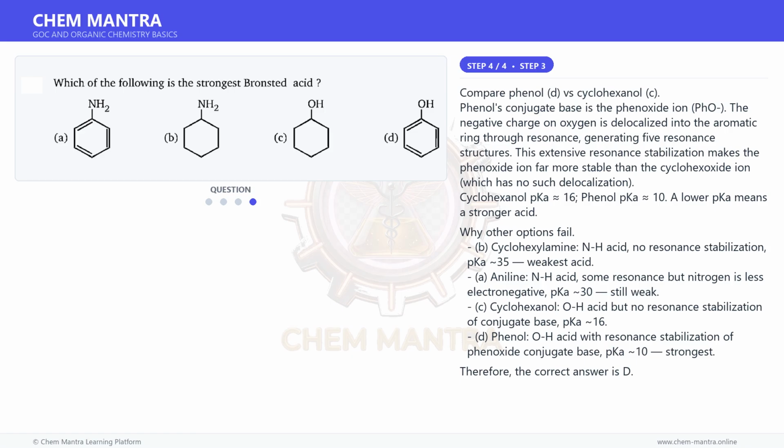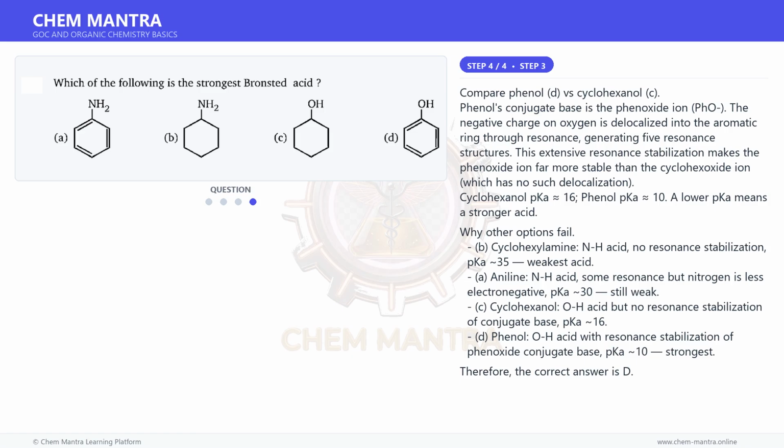Why other options fail? B. Cyclohexylamine, NH acid, no resonance stabilization, pKa 35, weakest acid. A. Aniline, NH acid, some resonance but nitrogen is less electronegative, pKa 30, still weak. C. Cyclohexanol, OH acid but no resonance stabilization of the conjugate base, pKa 16.